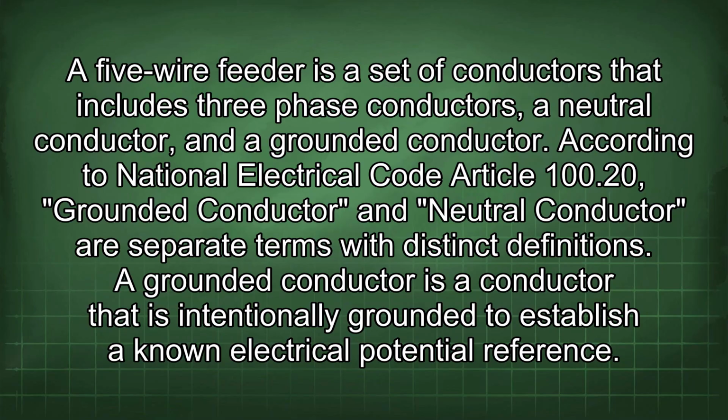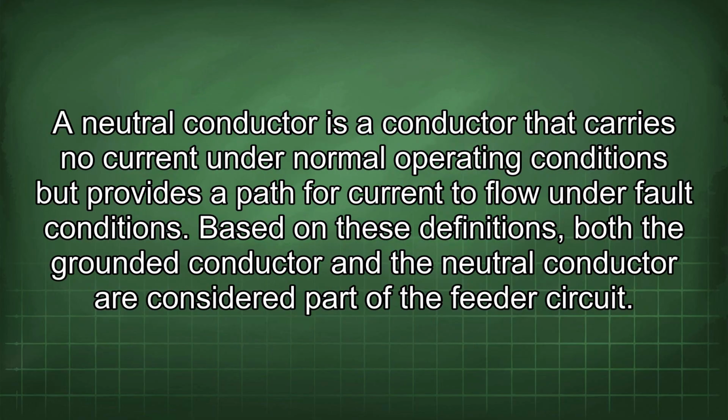A five-wire feeder is a set of conductors that includes three-phase conductors, a neutral conductor, and a grounded conductor. According to National Electrical Code Article 100.20, grounded conductor and neutral conductor are separate terms with distinct definitions. A grounded conductor is a conductor that is intentionally grounded to establish a known electrical potential reference. A neutral conductor is a conductor that carries no current under normal operating conditions but provides a path for current to flow under fault conditions.